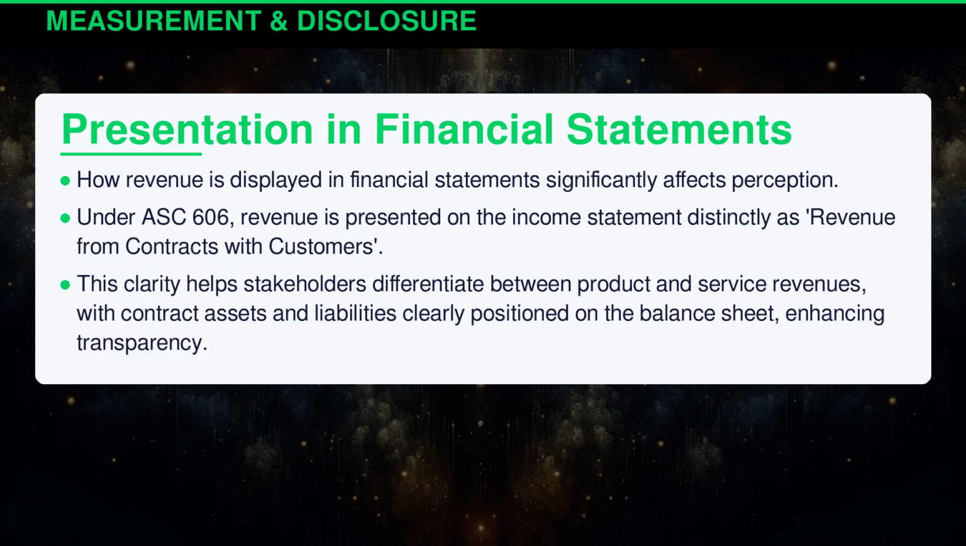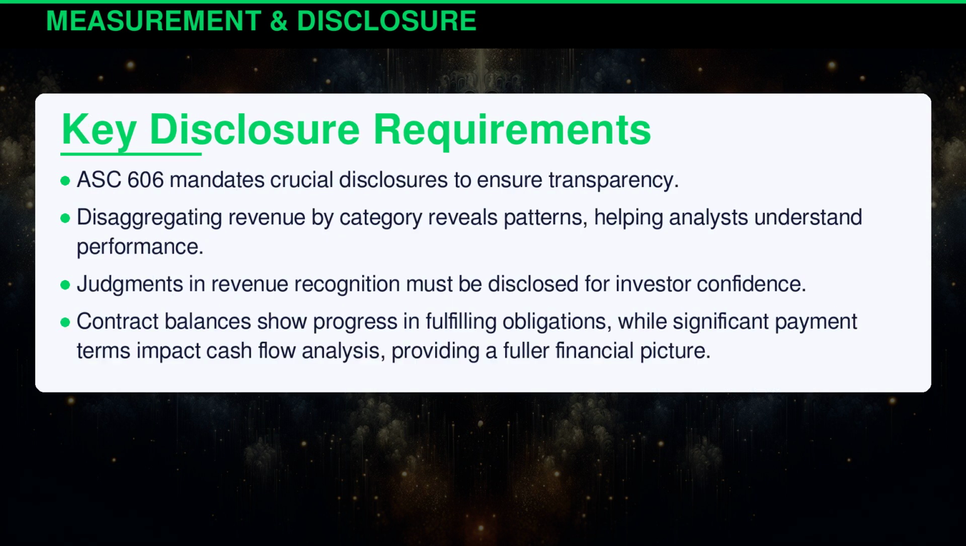How revenue is displayed in financial statements significantly affects perception. Under ASC 606, revenue is presented on the income statement distinctly as revenue from contracts with customers. This clarity helps stakeholders differentiate between product and service revenues, with contract assets and liabilities clearly positioned on the balance sheet, enhancing transparency.